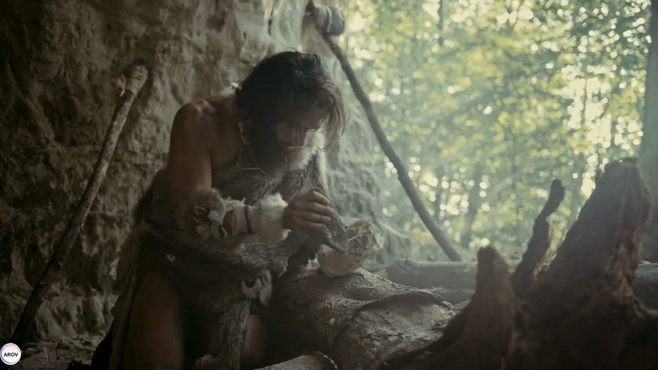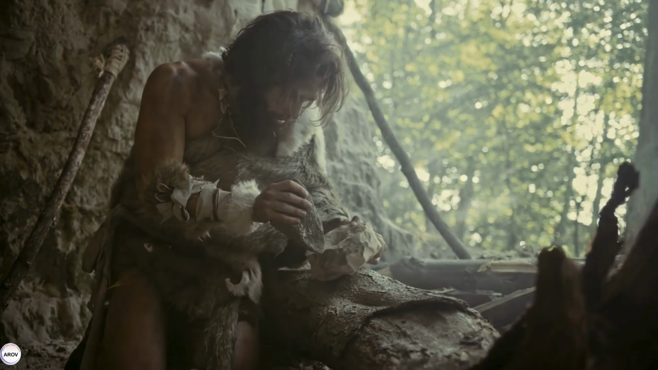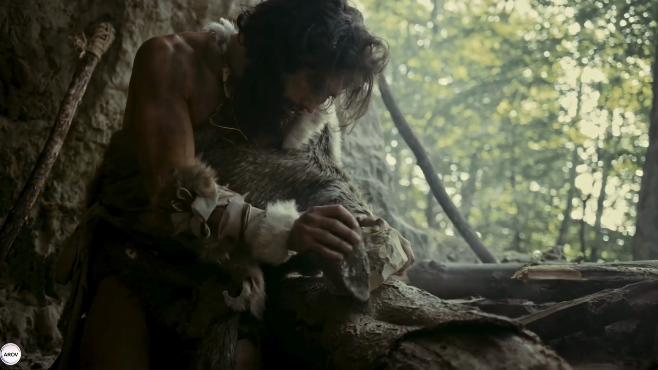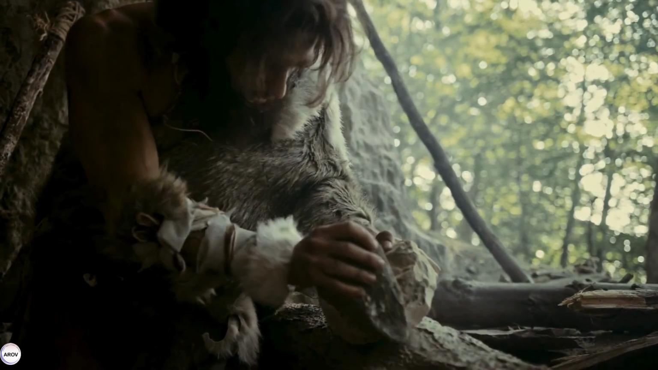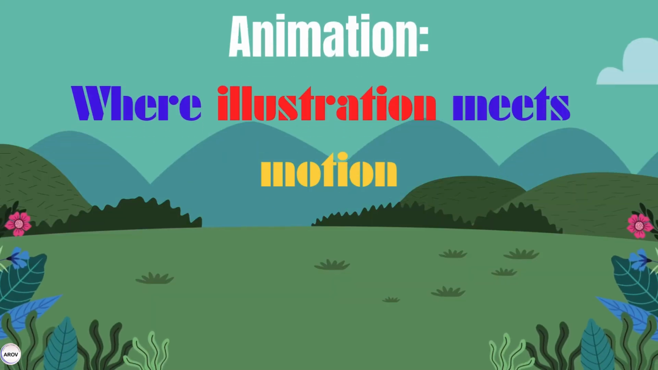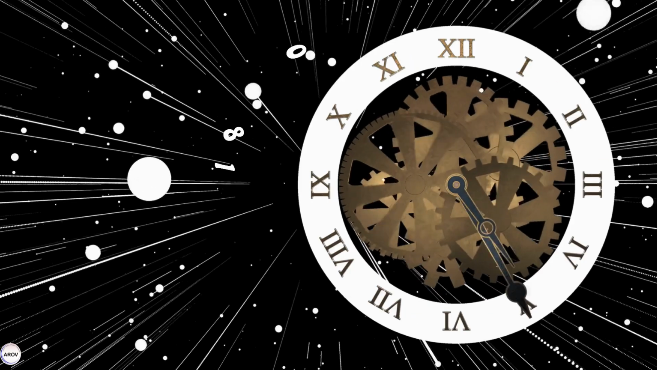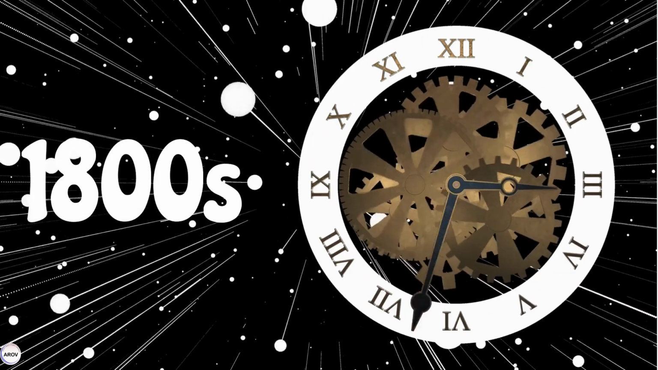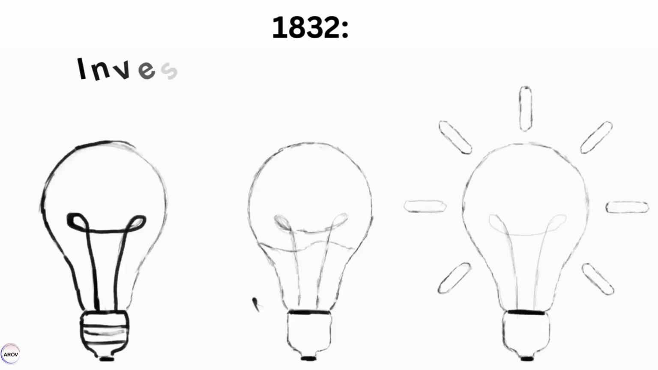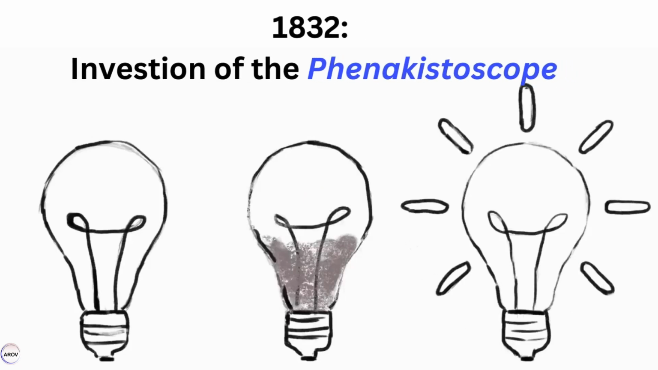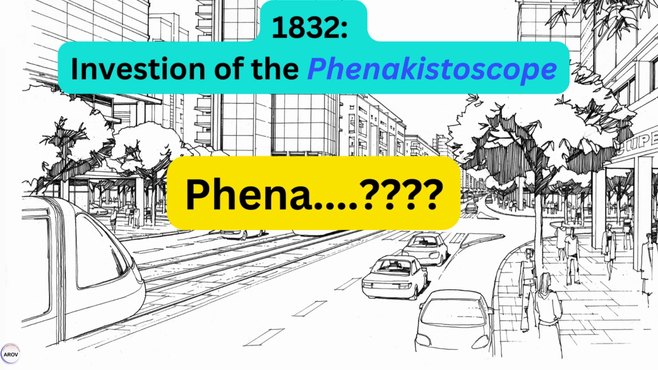But as great as illustrations were, and continue to be, everything evolves, and over time, illustrations became animations. Animation is where illustration meets motion. So for that, we have to fast forward to the 1800s, where the first animation tools were created. The first tool was invented in 1832, and it was called the Phenakistoscope.